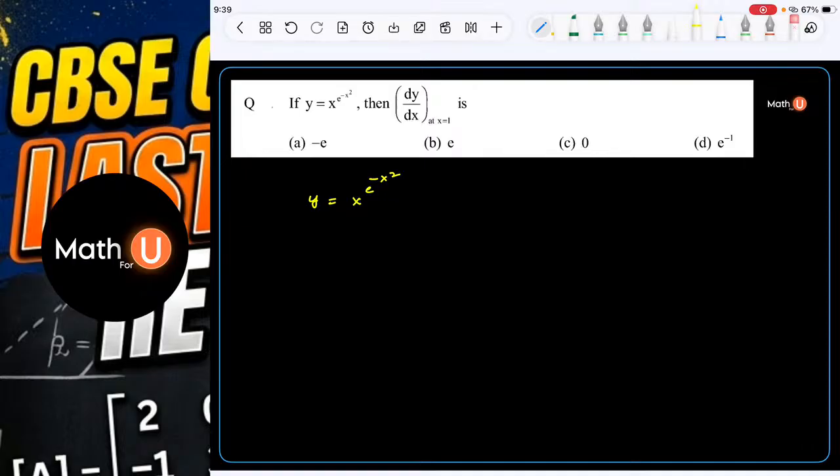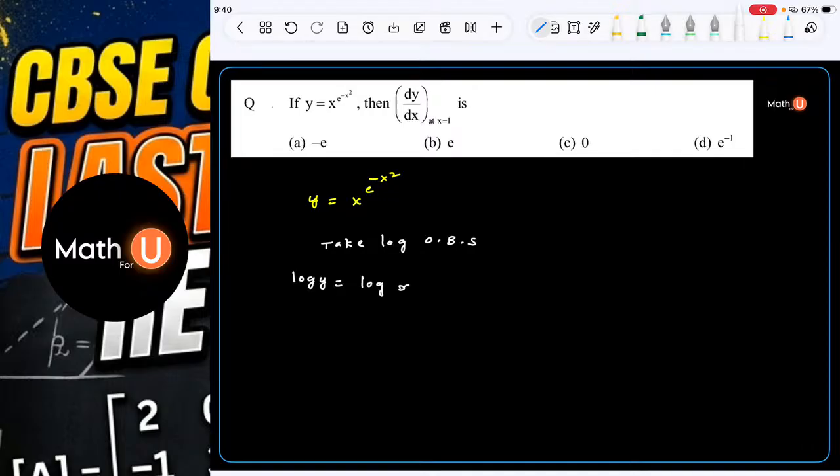See, always remember, if the base is also a function and the power also is a function, always apply log on both sides. Take log on both sides. If you apply log on both sides, we get log y is equal to log of x raised to power of e raised to power of minus x square.